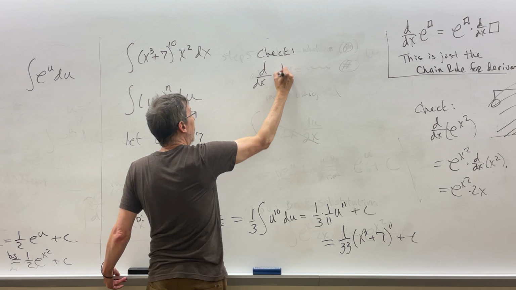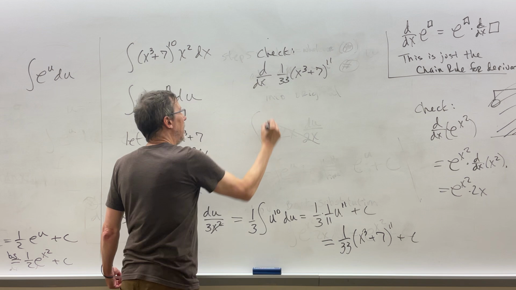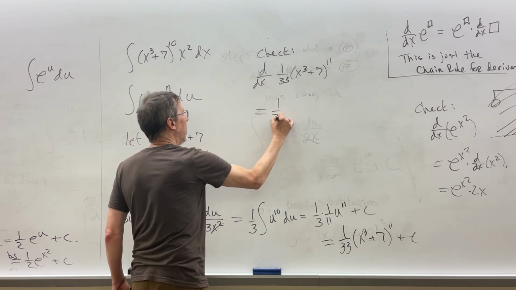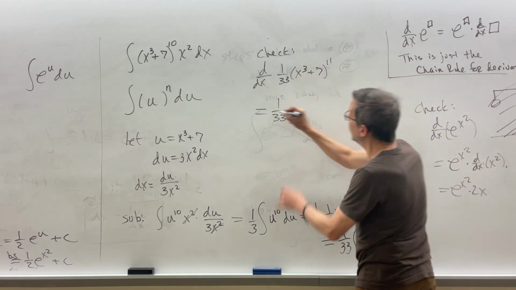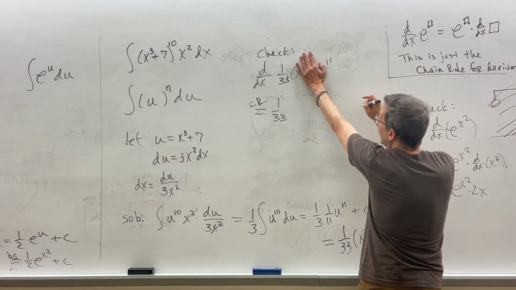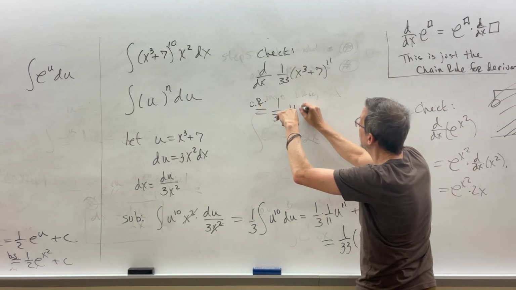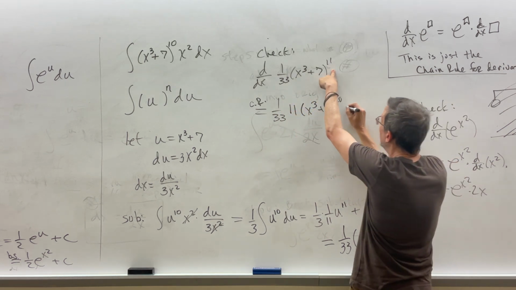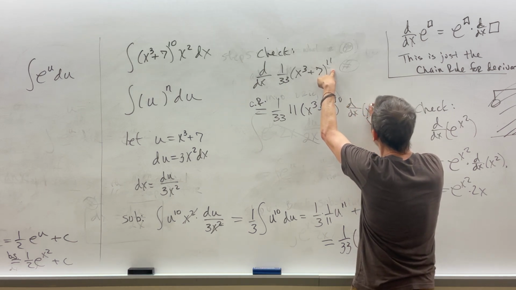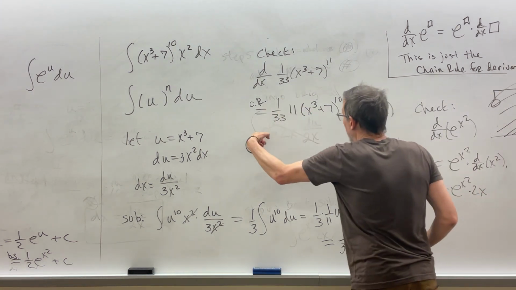d/dx of 1/33 times (x cubed plus 7) to the 11th equals, bring the 33rd out in front, do the outside first. This is chain rule. So I do the outside first, treating this inside, I don't even look at it. So I bring the 11 out in front, x cubed plus 7, decrement the exponent, times the derivative of the inside. And look what happens. That's going to cancel.